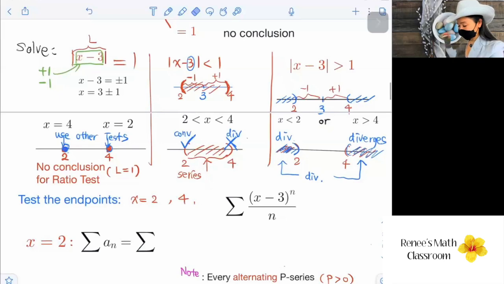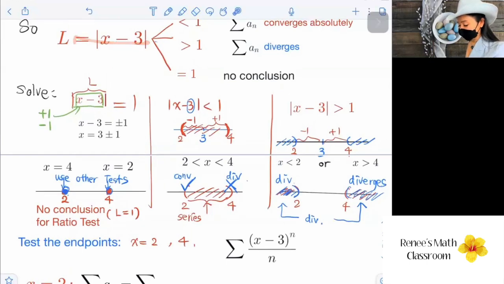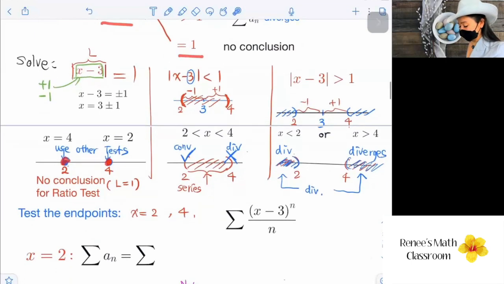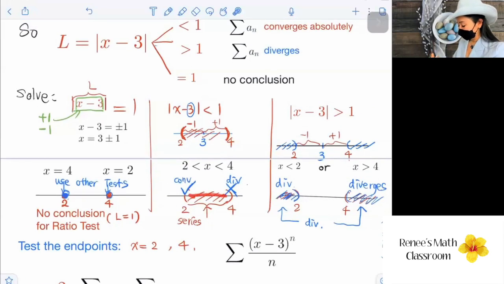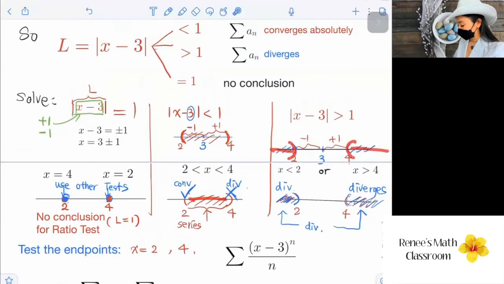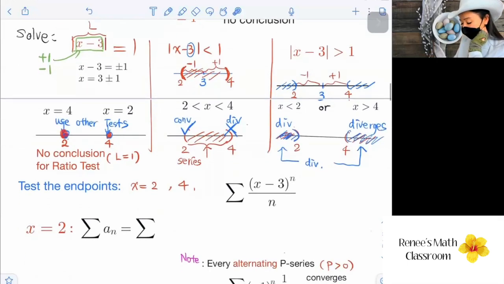All right. So now let's put them together and look at the big picture. So next time if you see something like this, you will set that equal to 1, and then you find the two numbers right here. And then you know that the inside over here is going to converge absolutely. And the outside right here is going to be divergent. The series is going to diverge.